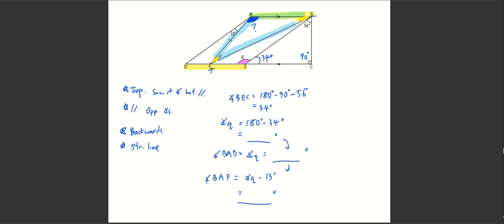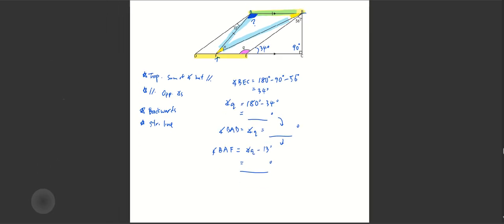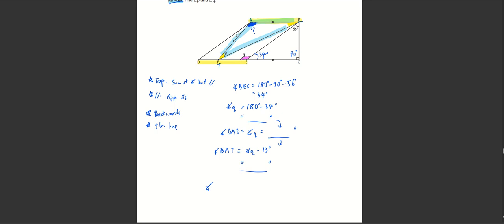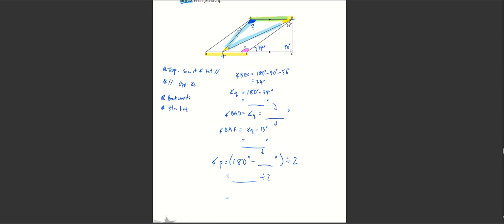I can find P by using the isosceles triangle property. So angle P equals 180 degrees, bracket, minus the angle here, the value here, divided by 2 because it's an isosceles triangle, and then you'll get your answer for angle P. Right, going through it step by step, you should be getting the answer fairly quickly once you can see the properties in the diagram. Okay, thank you for watching.